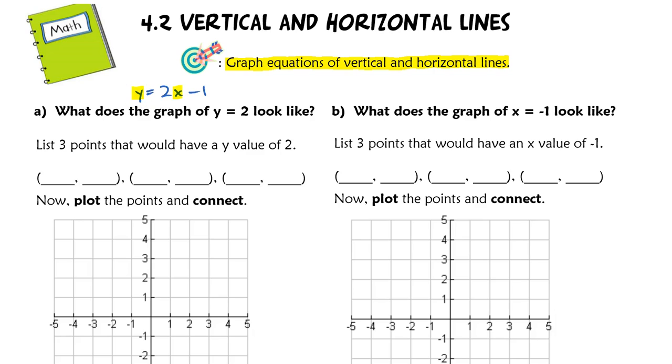We have an x and we have a y. Now we're going to be graphing equations with just a y, like our first example here, y equals 2, and in our second example, x equals negative 1. So this one just has the y, this one just has an x. So let's think about what those graphs would look like.